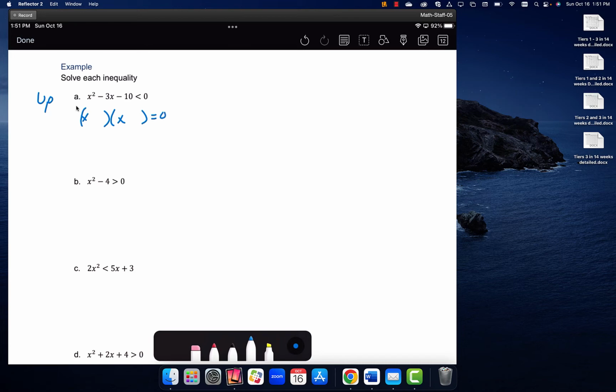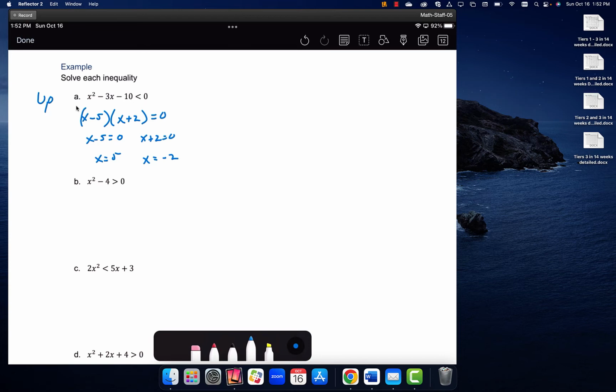Two numbers that multiply to negative 10 and add to negative 3 are negative 5 and 2. Always take a second to double check those. Negative 5 times 2 is negative 10. Negative 5 plus 2 is negative 3. Take 2 seconds to double check that. And then we set each factor equal to 0 and solve. X equals 5 and x equals negative 2.